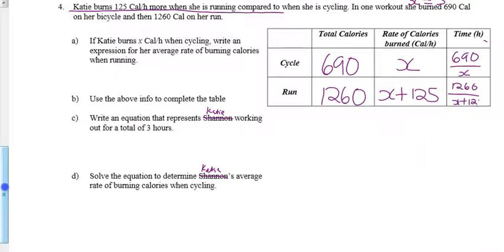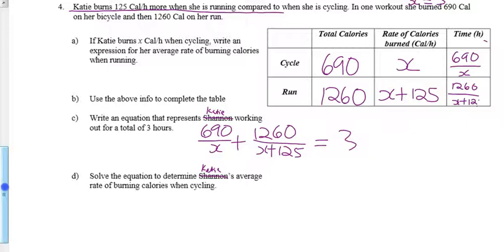Write an equation that represents Katie working out for a total of 3 hours. So what's it going to be? 3 equals 690 over x plus 1260 over x plus 125. Yeah. So the time cycling, 690 over x, plus the time running is equal to 3.